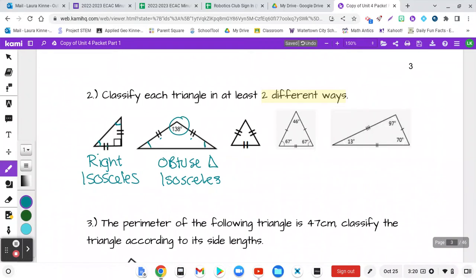Okay, all three of those sides on the next one have the same markings. So that would be equilateral. It would also mean that all the angles are the same. So it's equiangular. Equal sides, equal angles. And technically, because all of the angles are 60 degrees, they're all acute, that could also be considered an acute triangle.